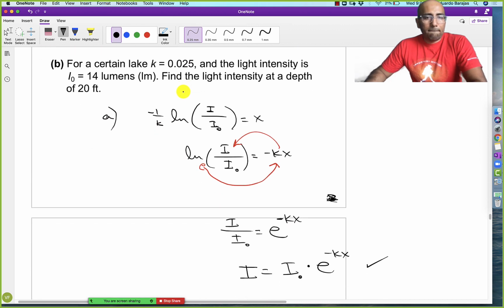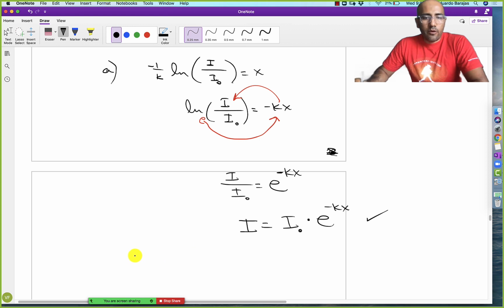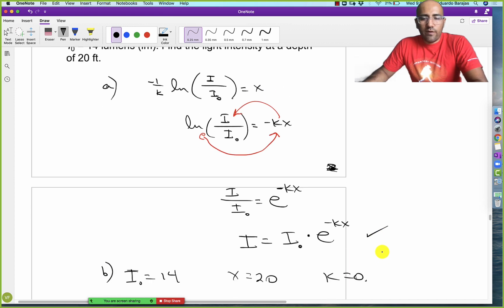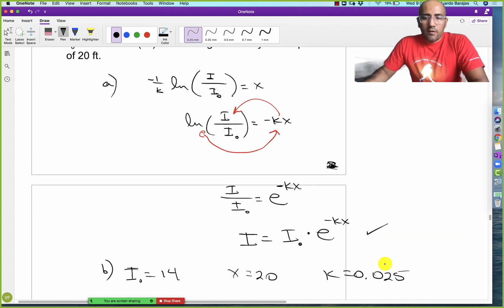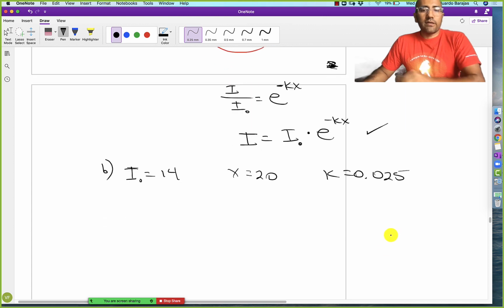Sorry. Good. Okay, so for part B, they tell us that I sub naught is equal to 14, and that x is equal to 20. So we have that guy, we have that guy. Oh, sorry, and that k was equal to 0.025. So then it just becomes a plug and chug kind of question.